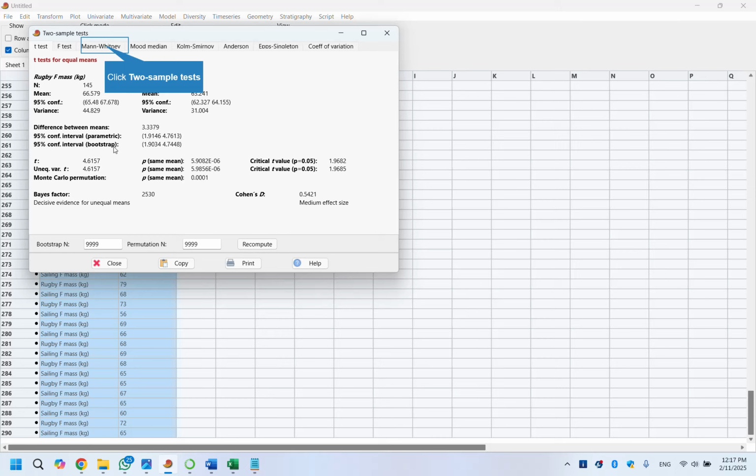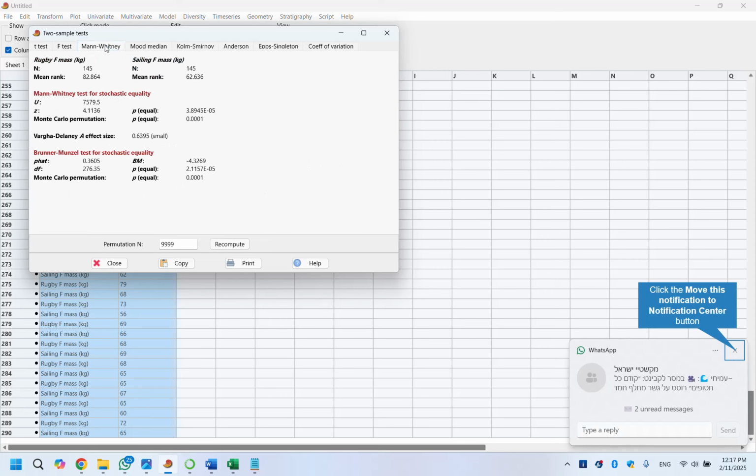data, and the p-value for the t-test. The probability that these two groups are coming from populations with the same mean is very low, so we reject the null hypothesis, and we can say that the heights of sailors and rugby players are different. But there are many other tests that can be used to do that.